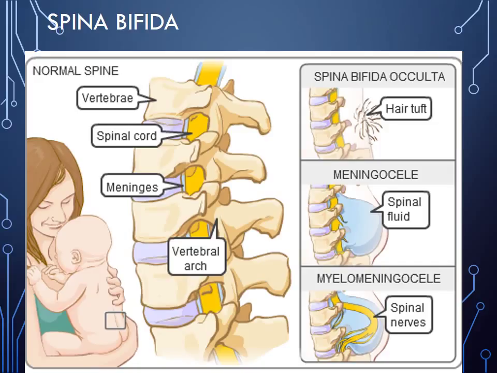And then we have meningocele. It contains only meninges and spinal fluid. And then we have myelomeningocele. It also contains nerves. So look at the clinical manifestations in box 49-5 on page 1581 of your textbook.